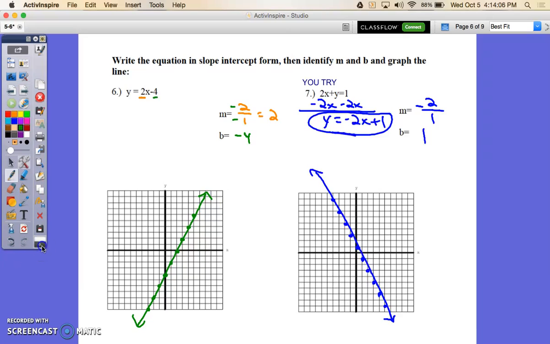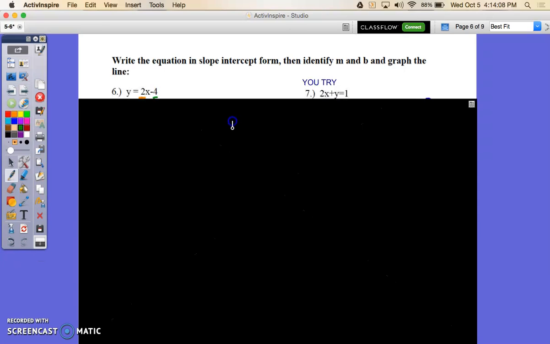Let me try it this way: 2x plus y equals 1. Go ahead and isolate y, then label m, label b, and then create your graph. So take a few minutes and try that.